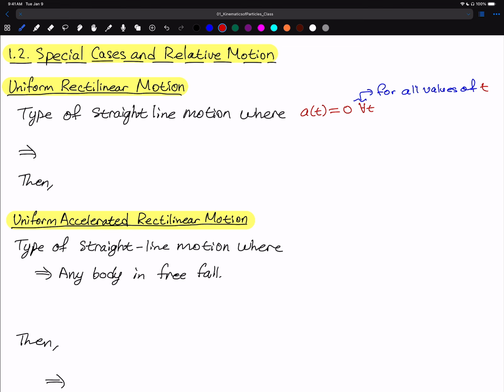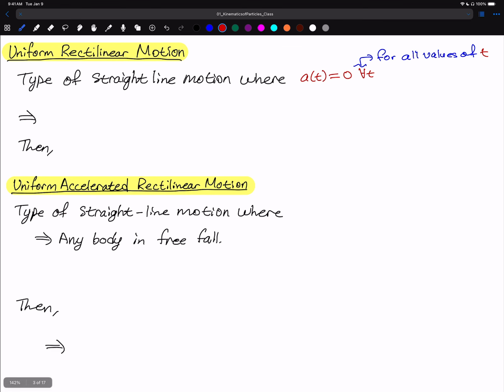This tells us then that the velocity will be a constant. And the reason is that the acceleration is equal to dv dt, or the time derivative of the velocity. And we know that this is equal to 0. And if the derivative of a quantity is 0, not just at a particular time, but for all time, then that quantity itself must be equal to a constant, because the derivative of a constant is 0.